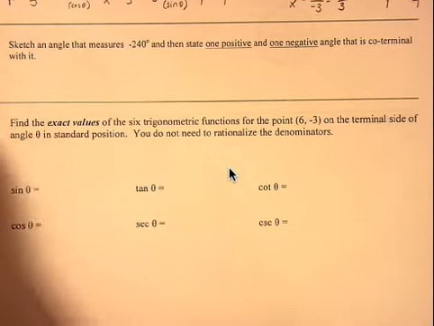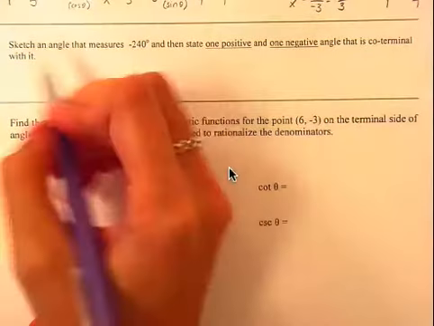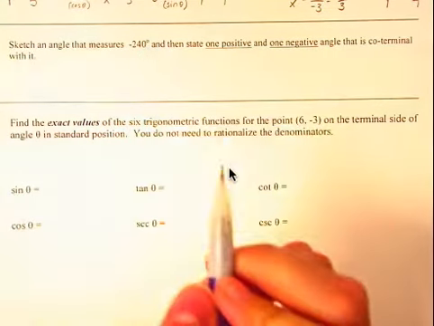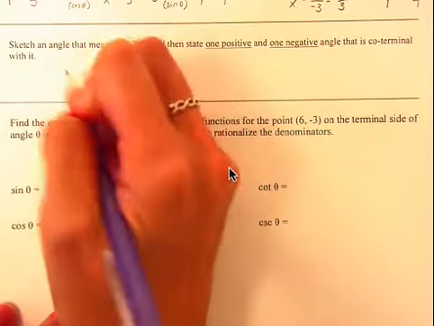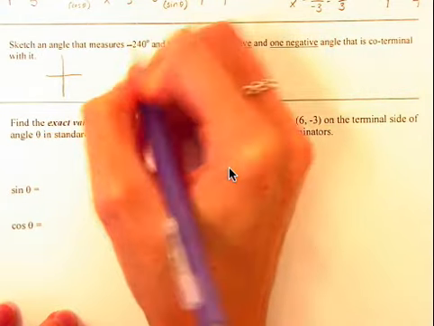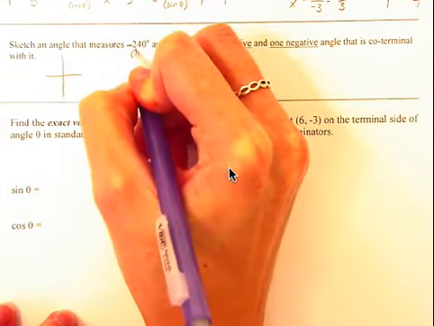Let's get started. Problem number 3. Sketch an angle that measures negative 240 degrees. I'm going to stop there because it tells me what I want to do. Since it's negative 240 degrees, I know this is clockwise.